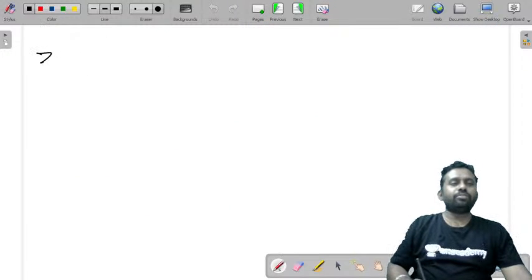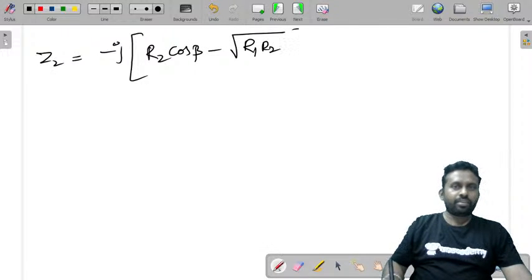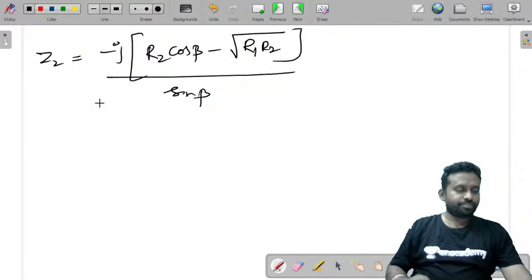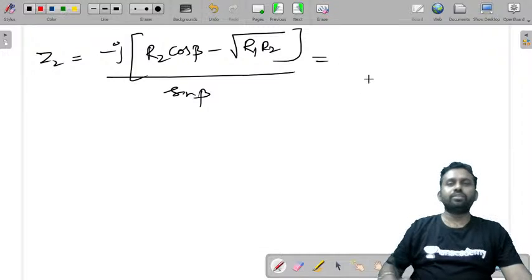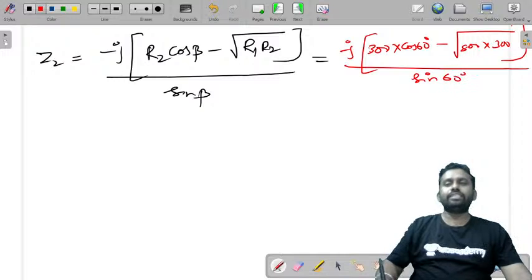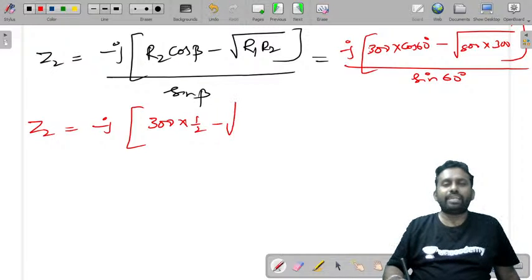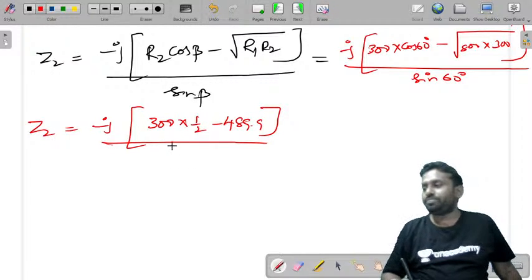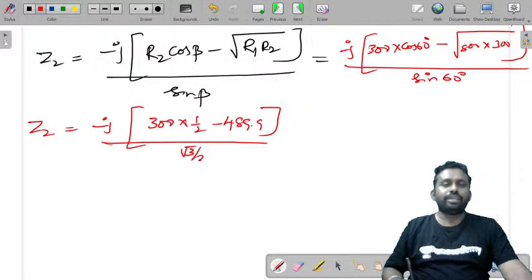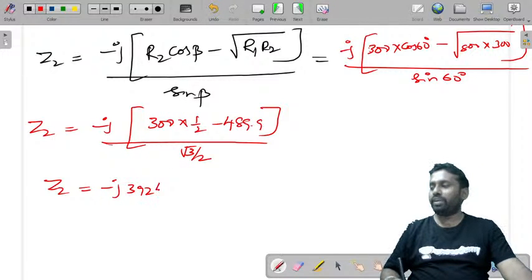Similarly, now try to find the Z2 value. Z2 is equal to minus j (R2 cos beta minus root R1 R2) by sin beta. Now write these values. Minus j (300 into cos 60 minus root 800 into 300, same value) by sin 60 again. So Z2 is equal to minus j (300 into 1 by 2 minus the root of this value, which we already know as 489.9) by sine pi by 3, which is root 3 by 2. So Z2 value, after you simplify this, you'll get j 392.48 ohms.